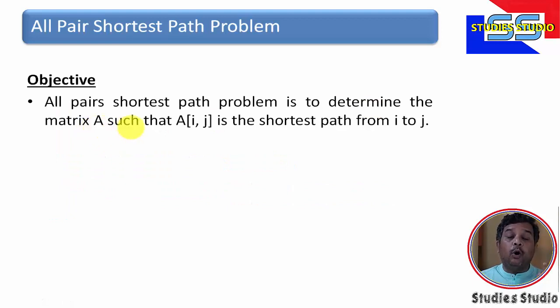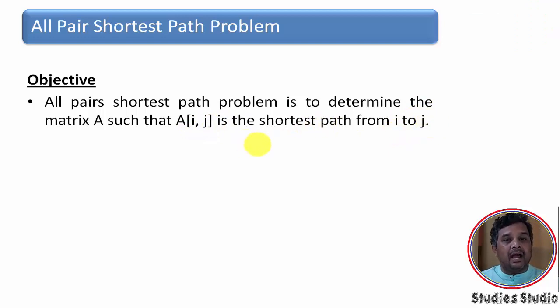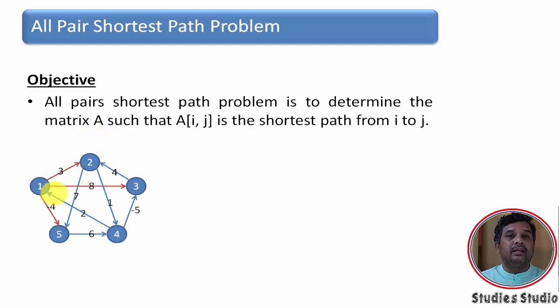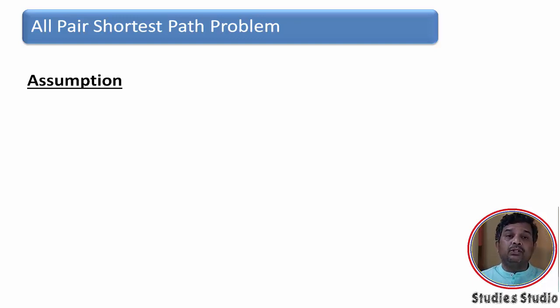The objective of the all pair shortest path problem is to determine the matrix A such that Aij is the shortest path from vertex i to vertex j. By now we have learned about single source shortest path, in which from one single vertex to all other vertices we found the shortest path. That is Dijkstra's algorithm. But here we are going to learn that if we take any pair of vertices, even though there is not a directed edge, we'll still be able to find a path which is supposed to be shortest. Let us see the assumptions, because without assumptions if we start, maybe we'll get stuck somewhere.